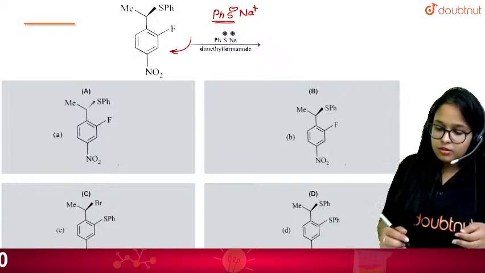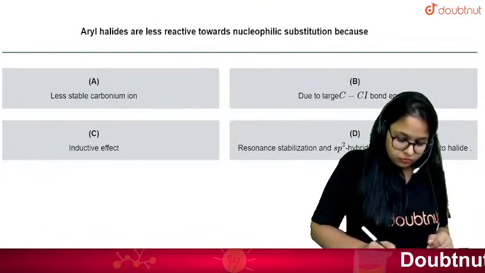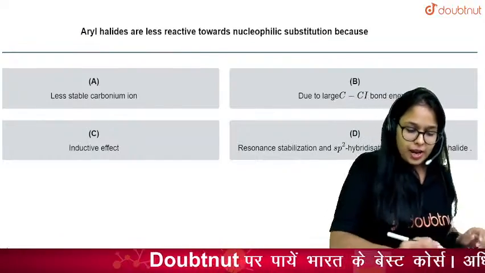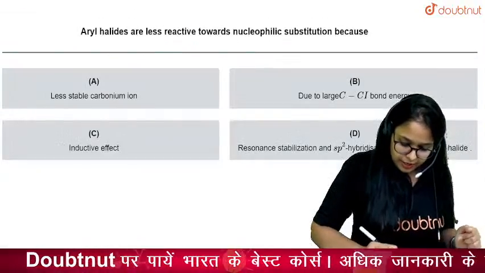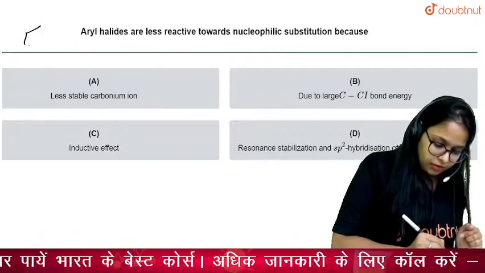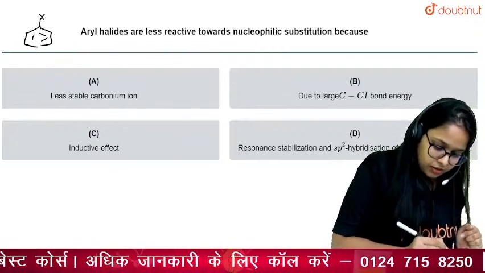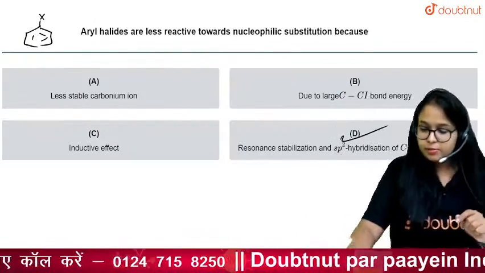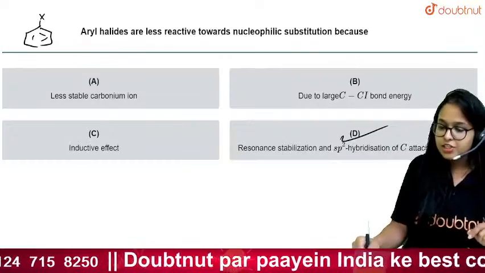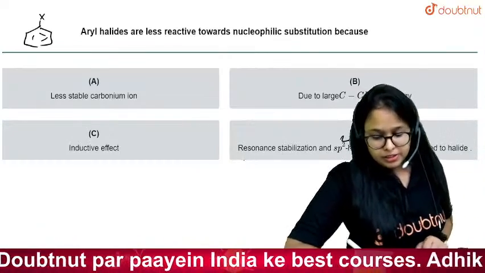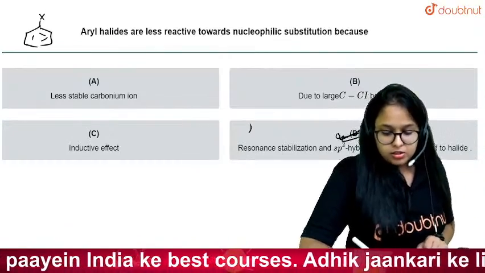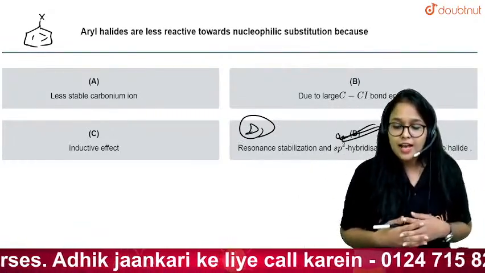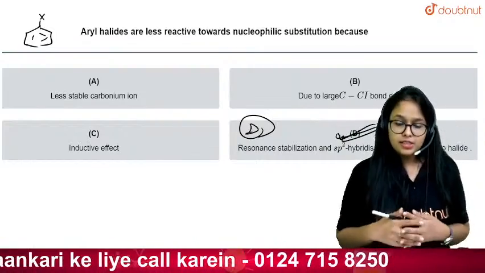Okay, so let's understand. Aryl halides are your haloarenes. That is this. They are less reactive. We have already discussed this. This is because of resonance and sp2 hybridization of the carbon atom attached to the halide of the benzene ring. This is the reason. The correct option for this question is D. Okay, it is due to resonance as well as sp2 hybridized carbon atom.